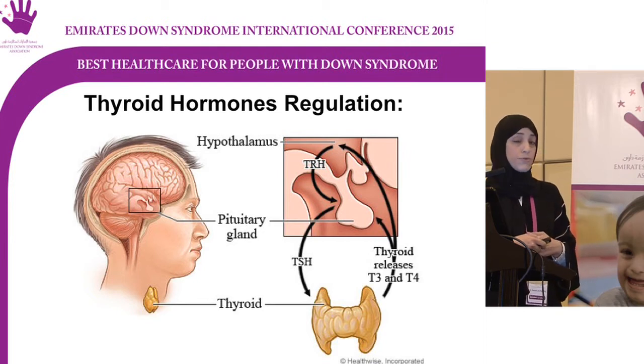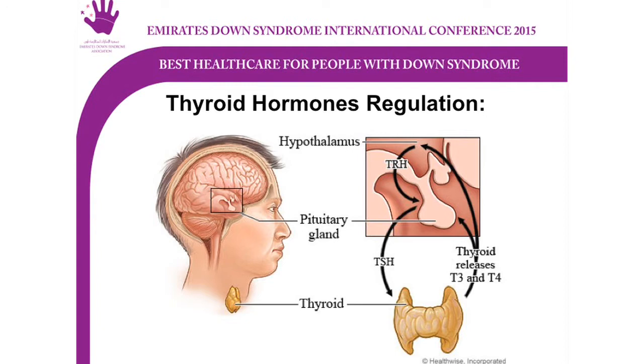Because of the importance of the thyroid hormone, this is under the control of the hypothalamus and the pituitary gland. So if the thyroid is underfunctioning, meaning that we have too little thyroid hormone, the hypothalamus is going to alert the pituitary gland to secrete the TSH, which is the thyroid stimulating hormone, which is going to force the thyroid gland to produce more of this hormone.